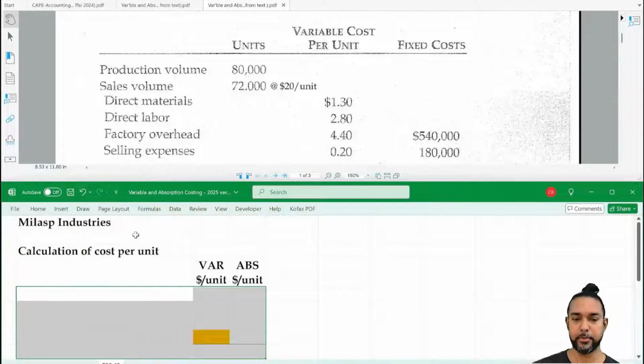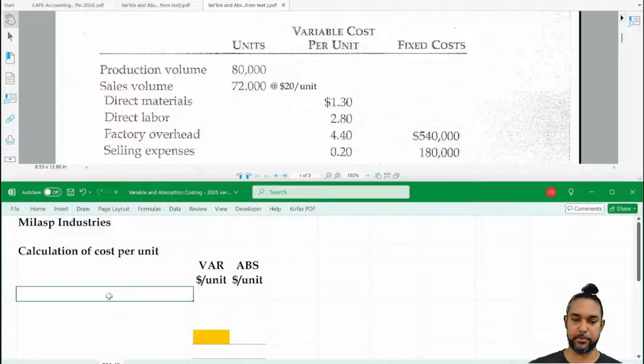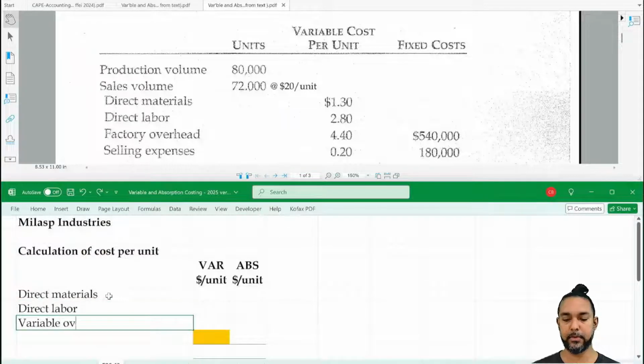Okay, so Milsap, right? Calculation of cost per unit, variable. Okay, so we have the same components, right? So direct materials, direct labor, variable factory overhead, yeah. And then fixed factory overhead.